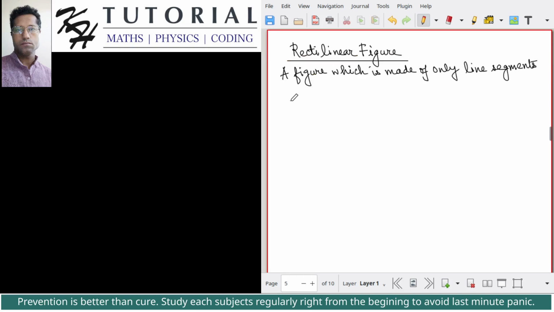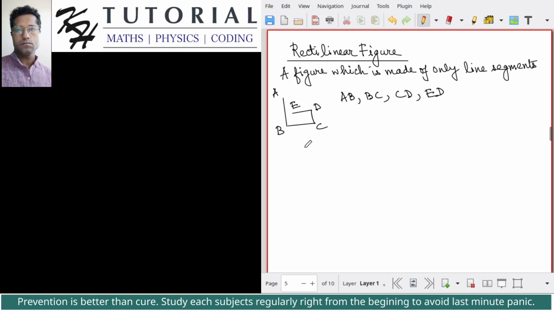For example, this is a rectilinear figure, because as you can see, this figure is made up of line segments. If I name the points, this figure is made up of the line segments AB, BC, CD and ED. These are the line segments which are forming this rectilinear figure.